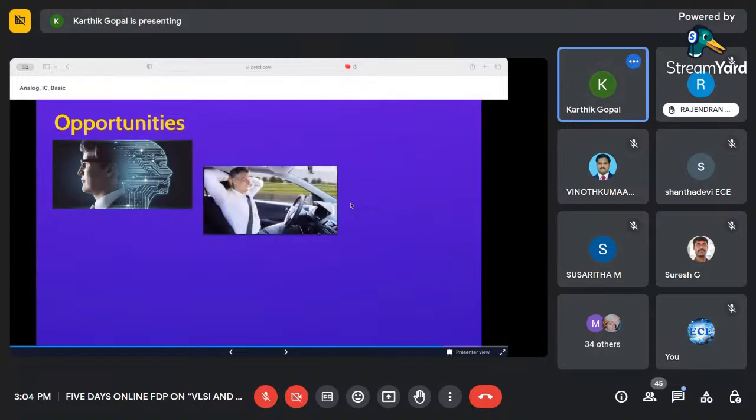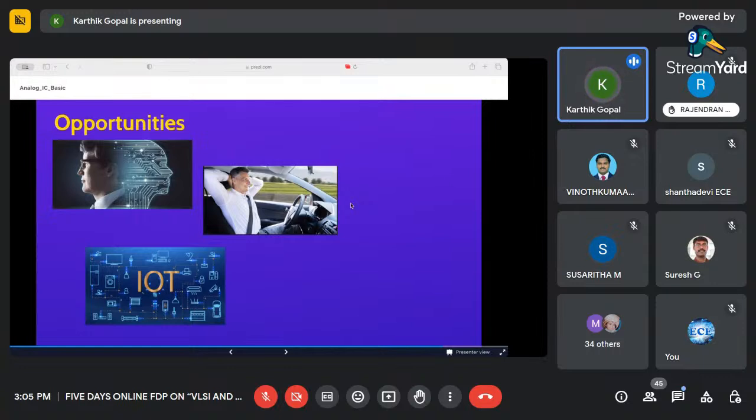And next is autonomous driving. An example is the Tesla car. Tesla, of course, and BMW, Mercedes Benz, Volvo, everyone is implementing autonomous driving. There comes the analog IC. It requires lots and lots of analog functions in it.